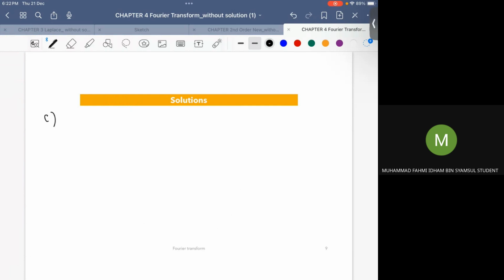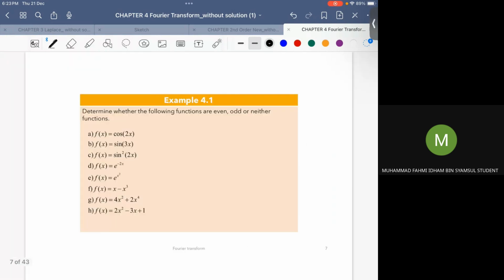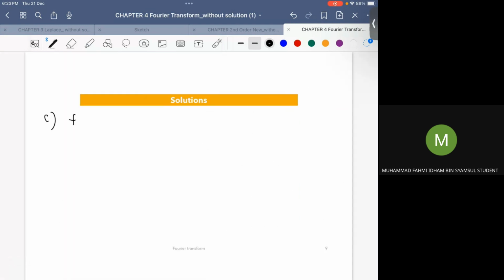Right, for C, sine square 2x. So f(x) equal to sine square 2x.